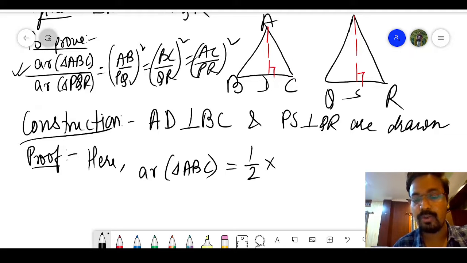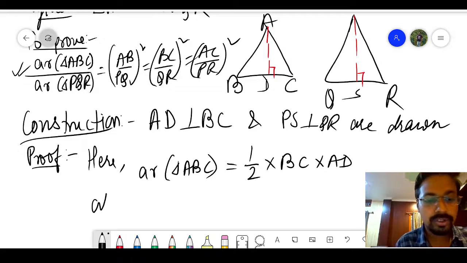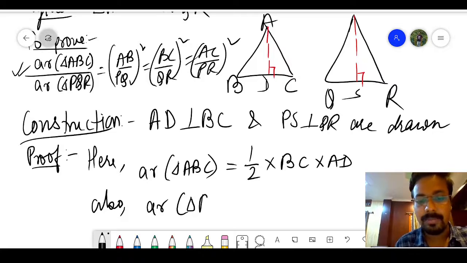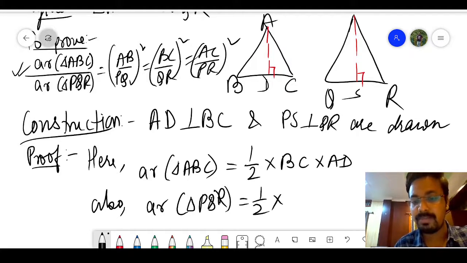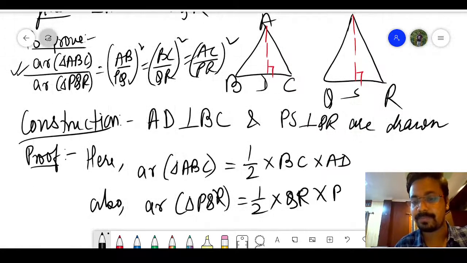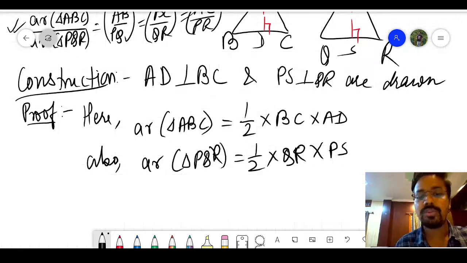half into base into height. Base is BC and height is AD, so half into BC into AD. Also, the area of triangle PQR will be equal to half into base, which is QR, and the height is PS. So these are the two values of the areas.